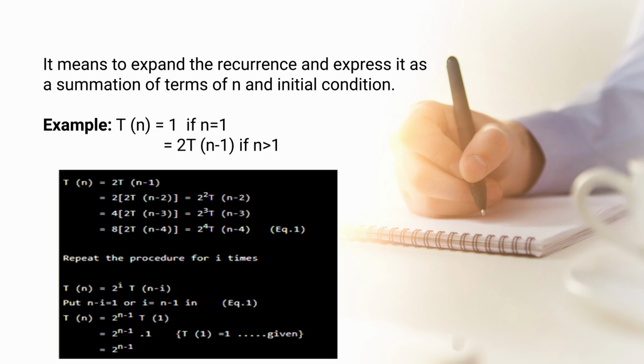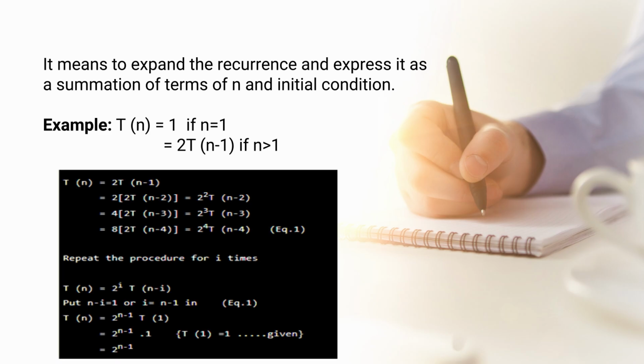Just put T(n) = 2T(n - 1) + 1 and iteratively put the value of T(n - 1) again. If you put the value of T(n - 1), you get 2 into T(n - 2), and after the third step you get 2^3 T(n - 3), and repeat the procedure for i times. That means, the ith iteration. After the ith iteration, what will be the value of T(n)? T(n) = 2^i T(n - i), and put n - i = 1, because after the ith iteration the problem size will reduce to 1.